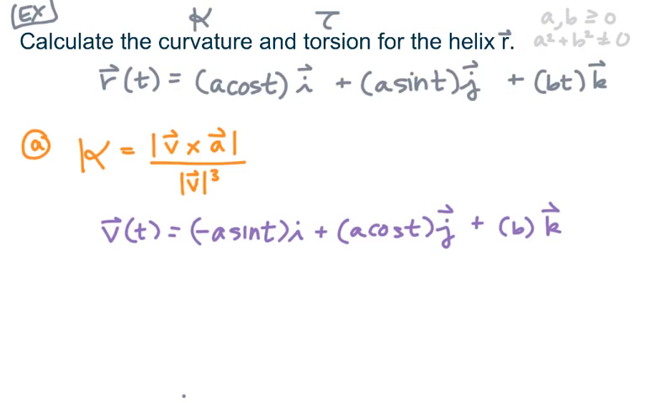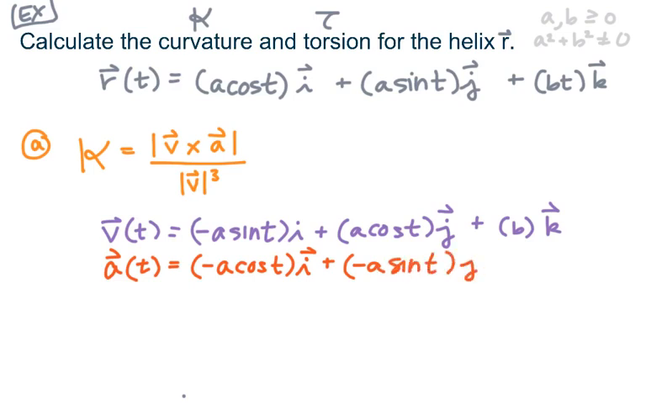All right, and acceleration. So the derivative of sine is cosine, so negative a cosine t i. Derivative of cosine is negative sine, so negative a sine t j. And the derivative of the constant b is 0, so I have 0 k. I'm just going to leave that off. Notation-wise, I was missing that there. All right, so we need to calculate v cross a, find its magnitude, and we also need the magnitude of v.